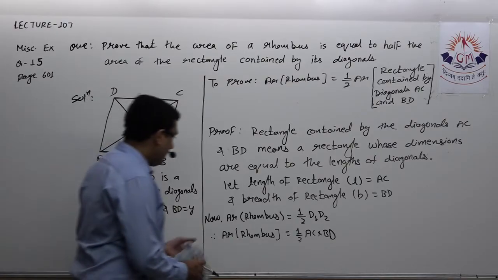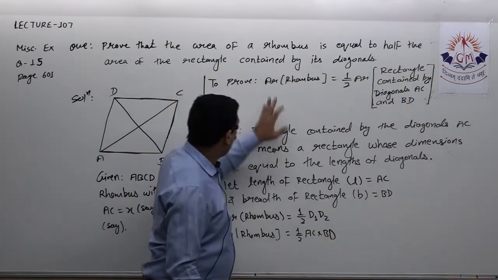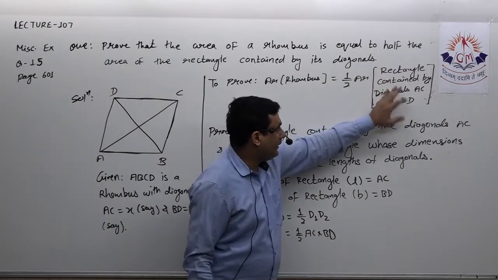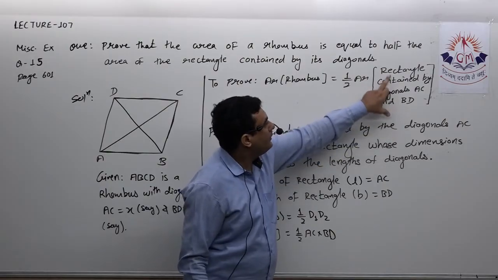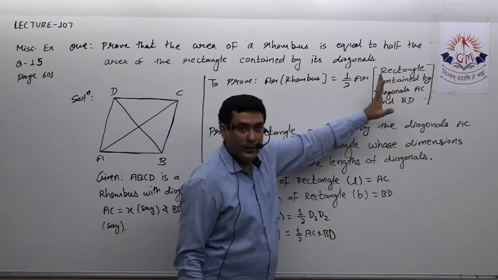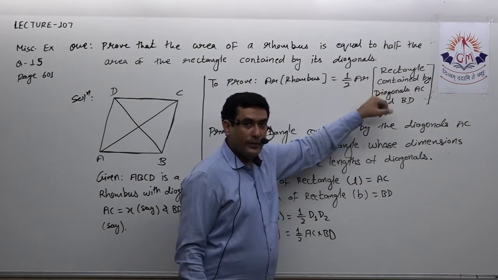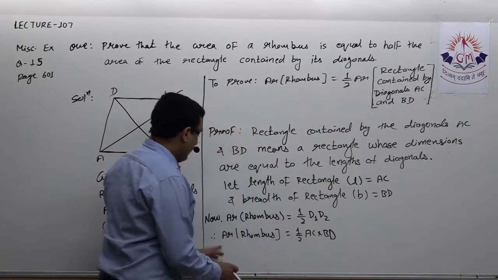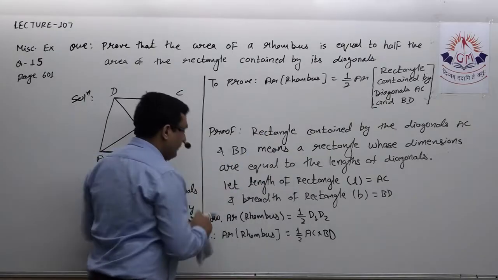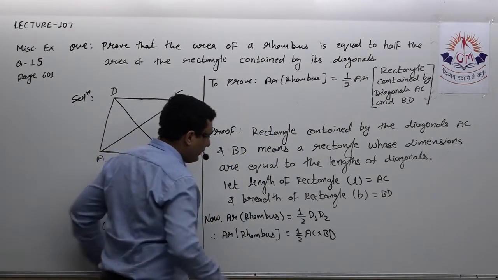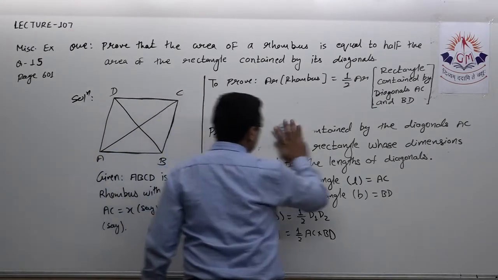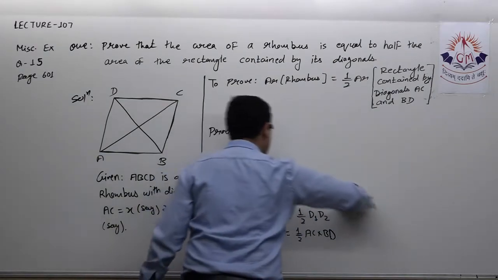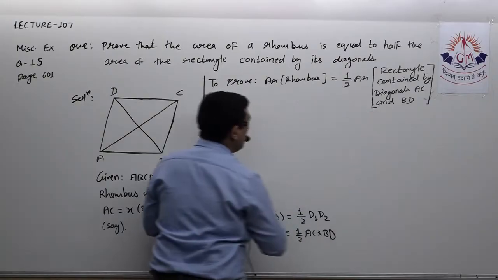Okay, so see, what actually we have to prove: area of rhombus is equal to half of the area of the rectangle contained by the diagonals. That means the area of that rectangle whose length is one of the diagonals, breadth is the other diagonal. So we proved that. So now I have to write this line only, that area of rhombus is equal to 1 upon 2. In place of AC into BD, I write that particular statement.